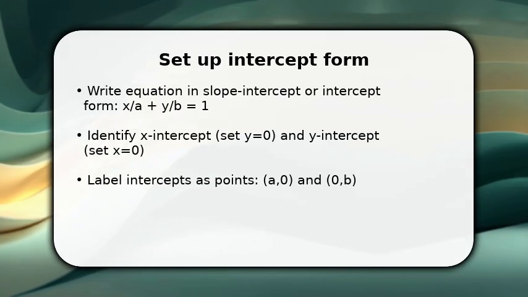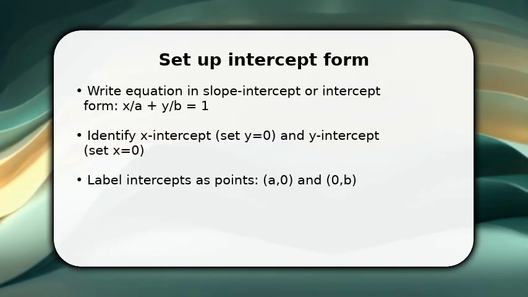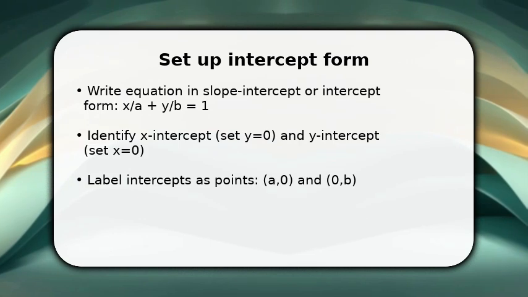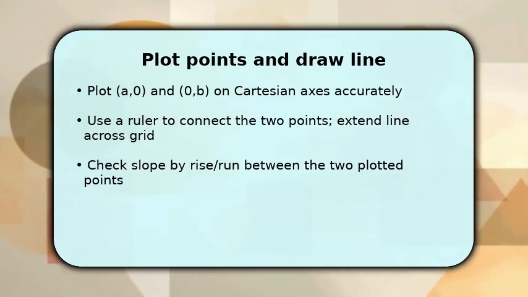Mark the resulting coordinates as (a, 0) and (0, b). This gives you two concrete points to plot immediately, which is faster and less error-prone than guessing the slope first. You now plot those two intercept points on the axes. Place (a, 0) on the x-axis and (0, b) on the y-axis.